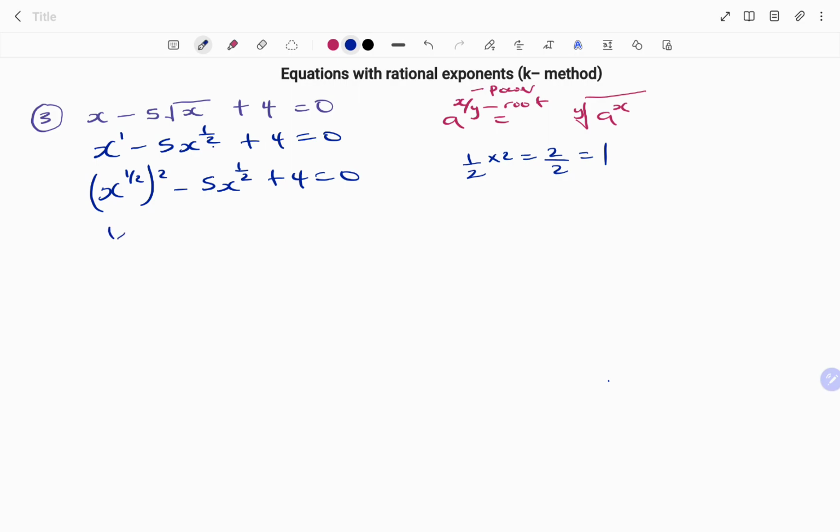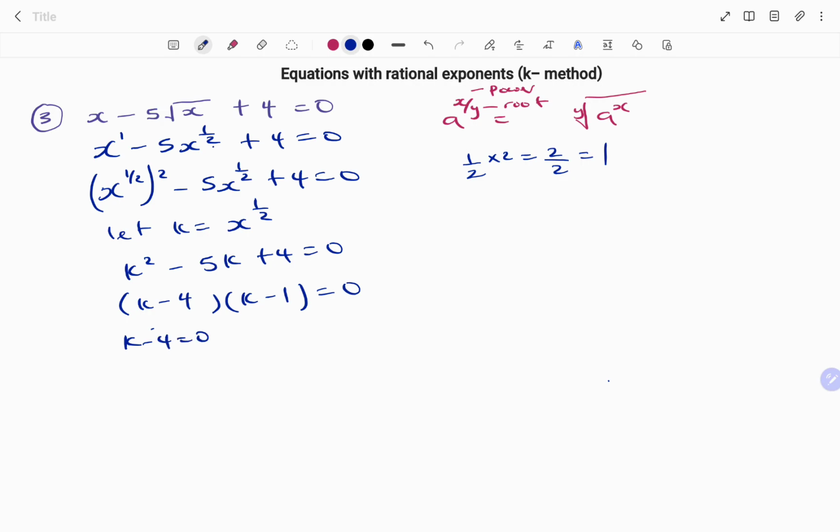So let k equal x to the 1 over 2. We have k squared minus 5k plus 4 equals 0. We're replacing x to the 1 over 2 with k, and if I factorize, this is going to be k minus 4, k minus 1 equals 0. To find k, I have k minus 4 equals 0, or k minus 1 equals 0. Therefore, my k equals 4, or my k equals 1.